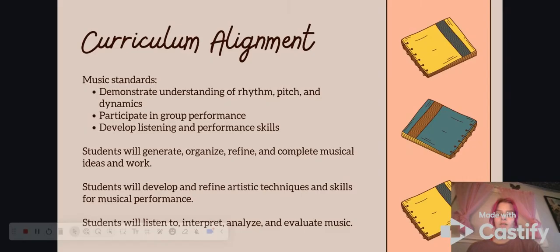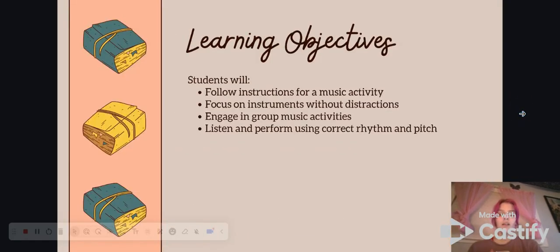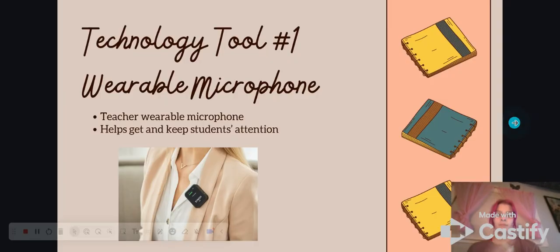So the music standards are demonstrating an understanding of rhythm, pitch, and dynamics. So bigger, louder, smaller, quieter. Participate in group performance together and develop their listening and performance skills. So the learning objectives are students will follow instructions for a music activity, focus on their instruments without distractions, engage in group music activities or group performance, listen and perform using correct rhythm and correct pitch.